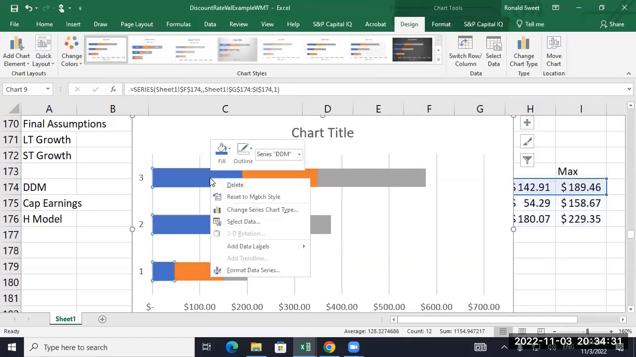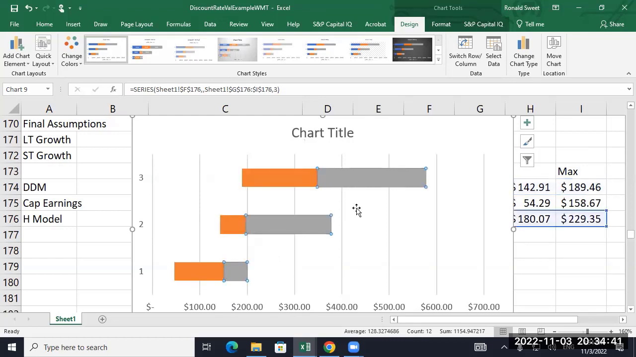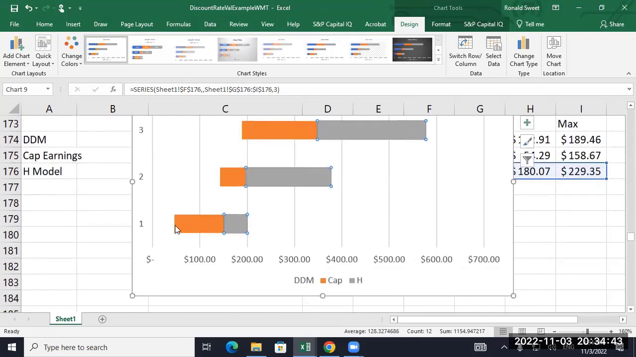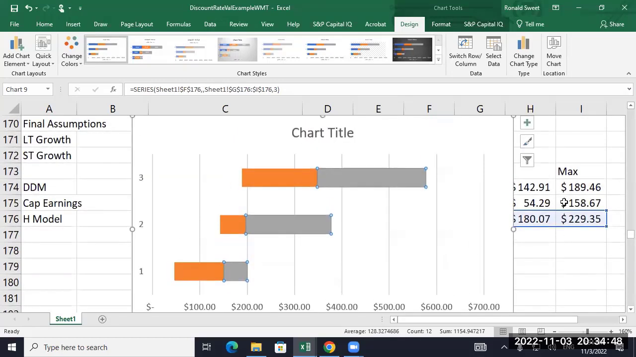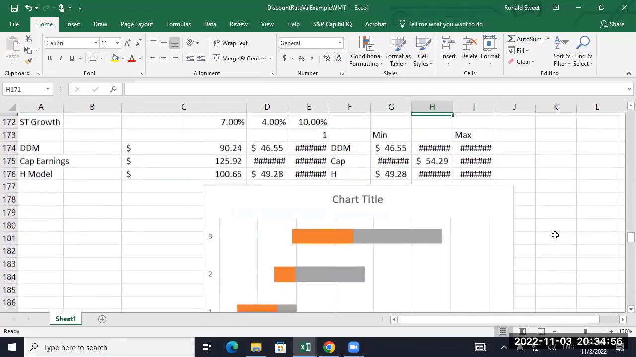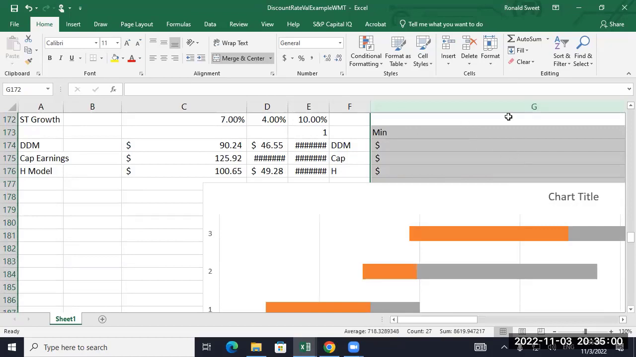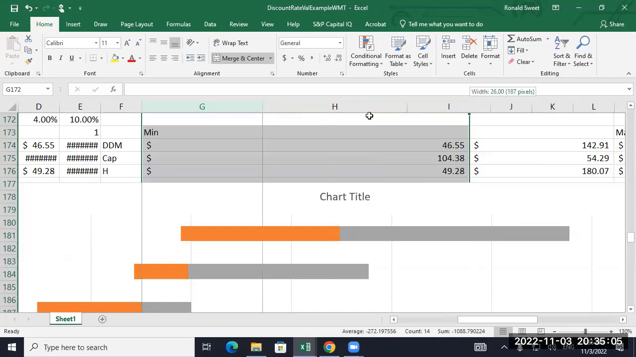Then we're gonna make those no outline, no fill. That's looking better. So that's 40 to 189. Thanks, Bill Gates. He's always there to help you.